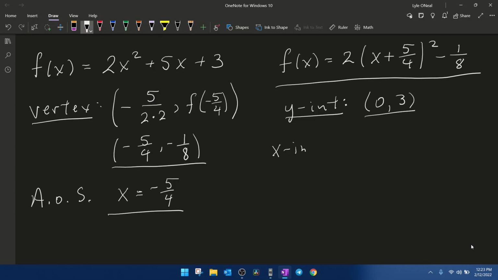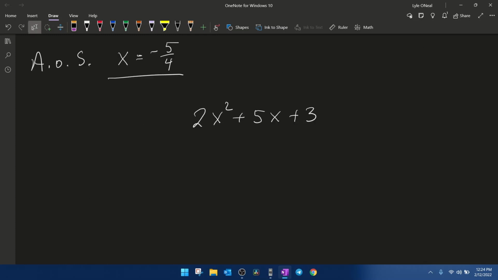Now for the x-intercepts, we're actually going to have to let y be 0, so f of x is y, so we're going to set this quadratic equal to 0 and solve. And the easiest way to solve a quadratic is factoring. So we're going to take a little side trip here and cover the 3R method for factoring a trinomial with a lead coefficient. In case you've never seen this before, you're in for a treat.